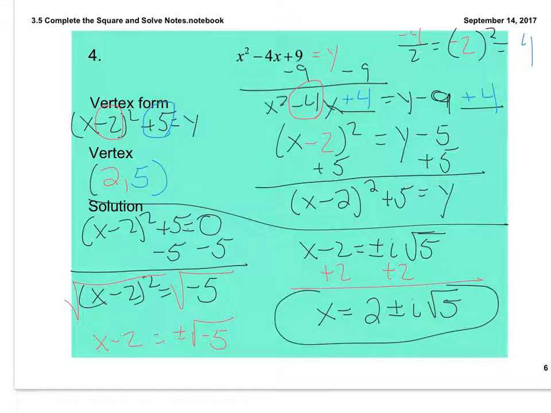We can't combine any more terms there, and it doesn't really matter to split them up. You could, getting x is equal to 2 plus i radical 5 as one of your solutions, and x is equal to 2 minus i radical 5 as your other solution.